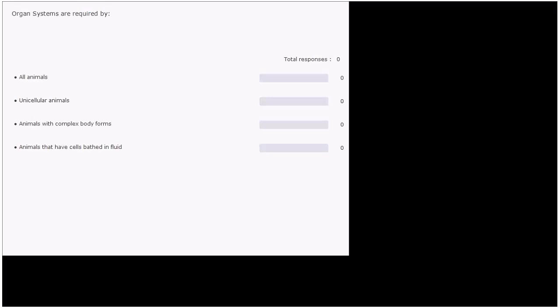Unicellular animals, meaning like a single cell animal. Animals with complex body forms, or animals that have cells bathed in fluid. Which one of those do you think would require organ systems? You can click right on the screen.